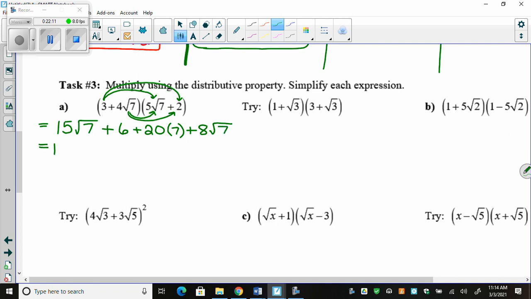So now I'm going to get 15 root 7 plus 6 plus 140 plus 8 root 7. Am I done? My last step is always to collect like terms if you can. This is why we taught adding and subtracting beforehand, because you're going to have to add and subtract these, right? And we taught simplifying because you might have to simplify. You won't have to for these ones, but you might have to. So 15 root 7 plus 8 root 7 is 23 root 7. I can put them together because they have like radicands. And then 6 plus 140 is positive 146.